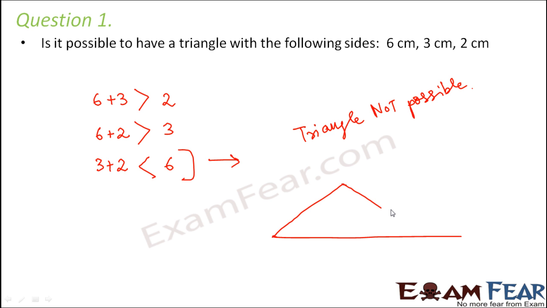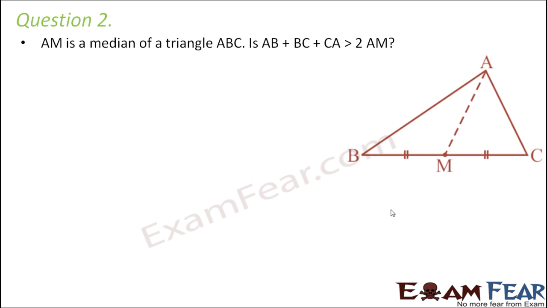So this is one very interesting thing, isn't it? That you have just the numbers or just the lengths of the sides and you can decide whether you'll be able to make a triangle out of it or not. Nice. So let's look at question number 2.